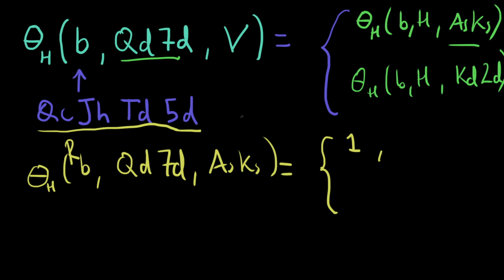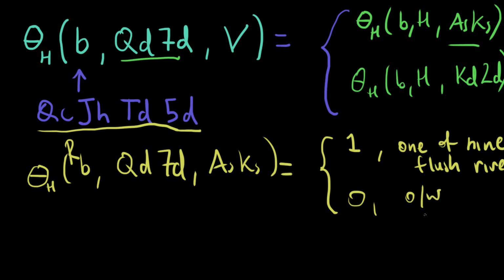We need to draw to a flush. So there are 9 possible flush outs to win. So one of the 9 flush rivers wins and 0 otherwise, right? And the deck is 44 cards. So essentially we win 9 of the times and we lose 44 of the times.